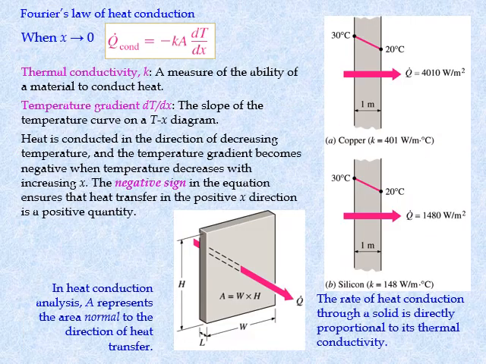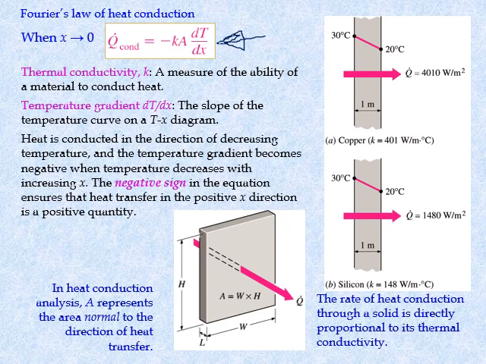I already showed you the Fourier law, the theory of it, and how it derives the thermal conductivity equation. Now we go into the definition of thermal conductivity, K, a measure of the ability of a material to conduct heat, which is a constant value depending on the type of material. Certain materials have a higher thermal conductivity, certain materials have a lower one. Then we look at the temperature gradient, dT over dx, which is the slope of the temperature curve on the T-x diagram, basically the ratio of temperature difference over distance.